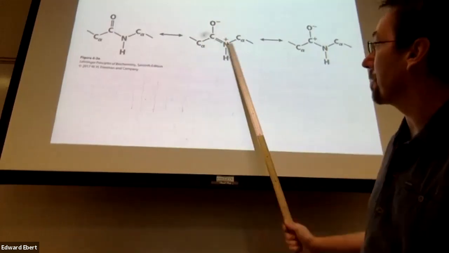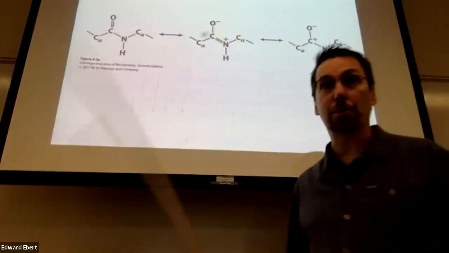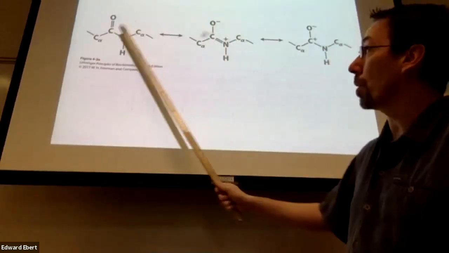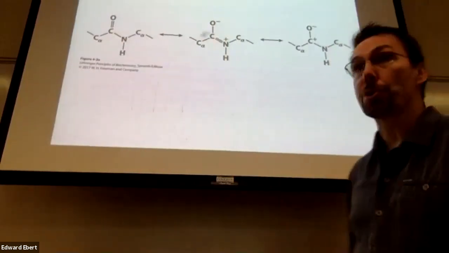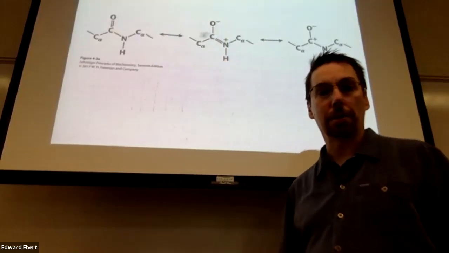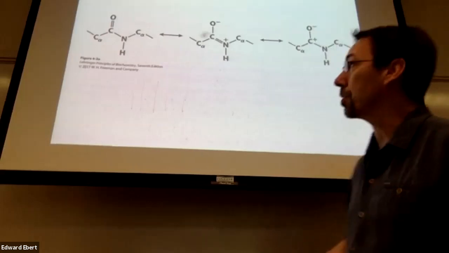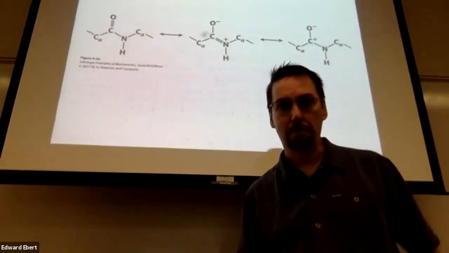But we end up with this stabilized charge in there, so we get this nice little dipole moment, okay? Because we have this resonance structure, again, we have partial double bond character. So that partial double bond character is what's going to make it very rigid and very planar. So we have this nice little planar section in here.